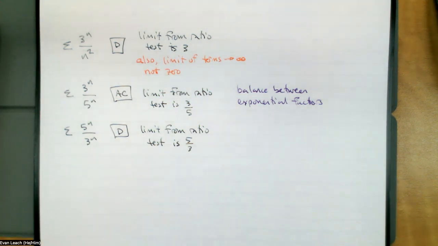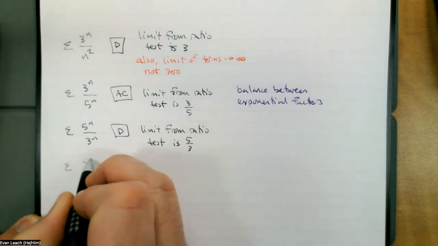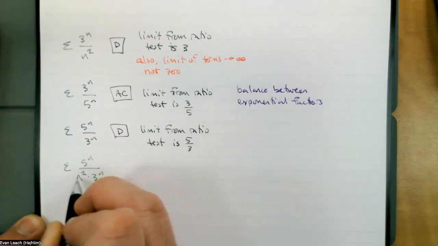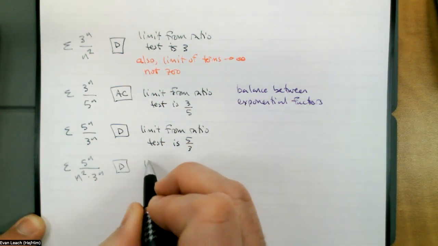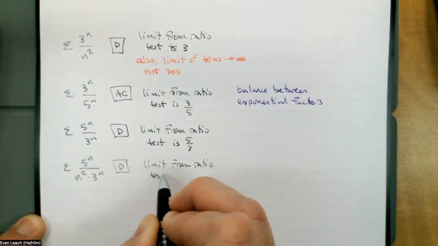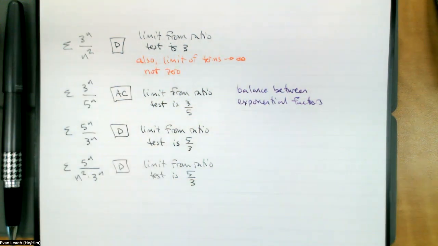Now, if the 3 to the n, we can try to throw things out of balance. If we throw something into the denominator that's weaker than an exponential, it doesn't matter. The ratio test. So if I throw in a polynomial, I say call in some reinforcements, 5 to the n over n squared, 3 to the n, still diverges. The n squared does nothing. The limit from the ratio test is still 5/3. The ratio test is going to ignore the n squared. The limit from the ratio test is 5/3.